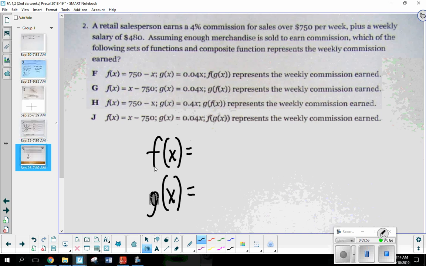So first, he earns 4% over how much he makes over 750. So what can one of our equations be?